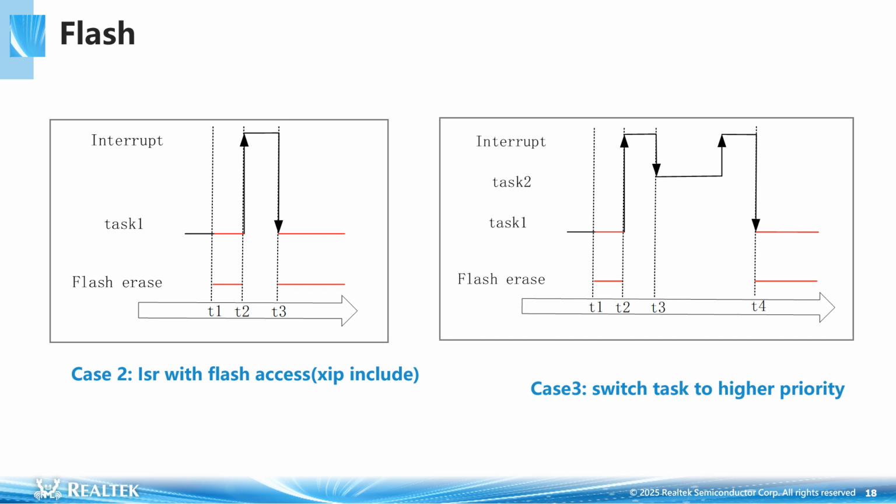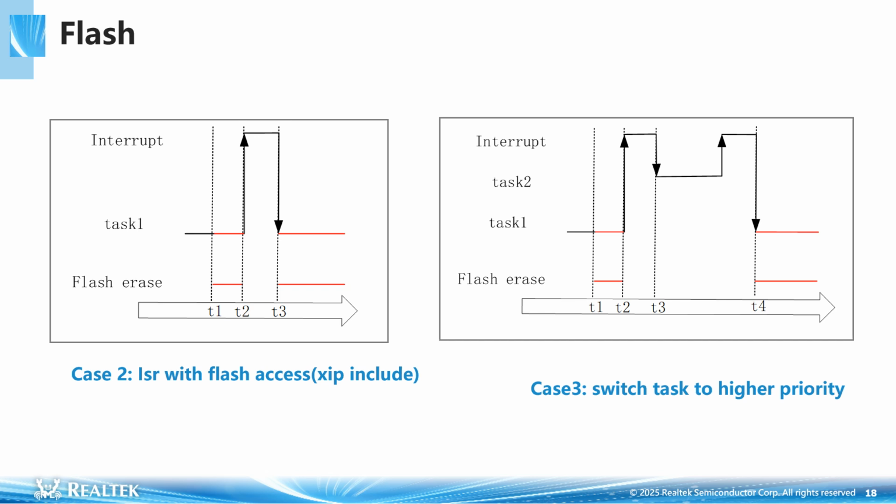Interrupts are only briefly disabled during SPIC driver operations, and remain enabled while waiting for the erase to complete. During this time, the system polls the flash status register, and the current task will not continue execution. However, ISRs that do not operate on flash can be executed, as shown in case 1.